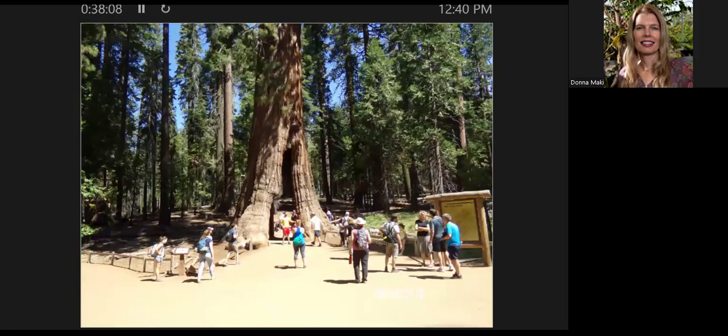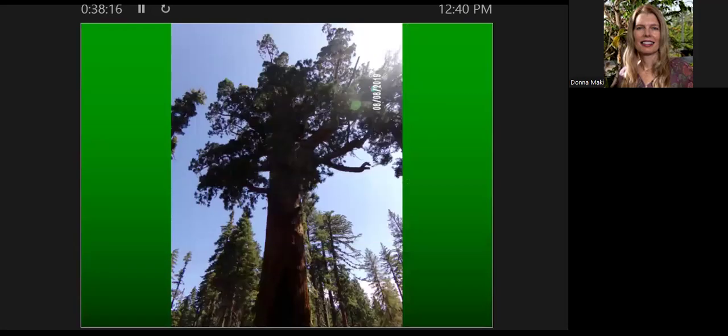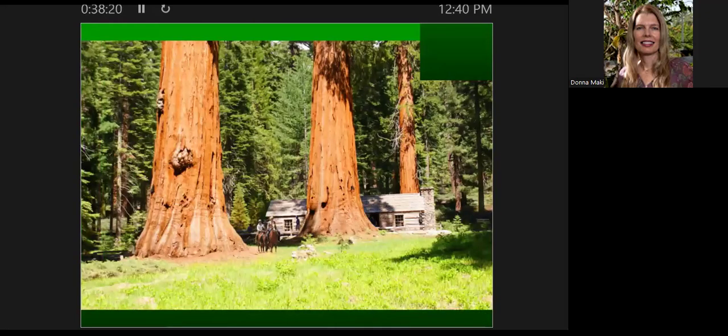But here again, here are the giant sequoias. That's one of them I got to see. But pictures can't do it justice. That's another one. Just amazing. And I gotta do this. I don't know if you can see, they're riding horses. Are you kidding me? I could have done that. I gotta tell my sister, we could have done that.